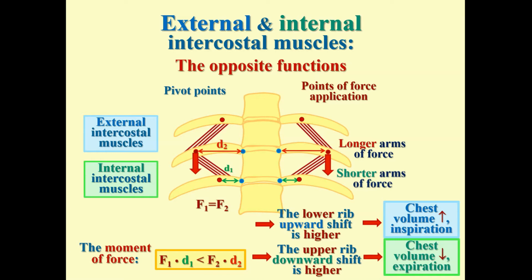But it's just for understanding. It's not something that requires deep study, but I hope it's clear just why one type of muscle produces movement of ribs upward and the other type of muscle produces movement of ribs downward.